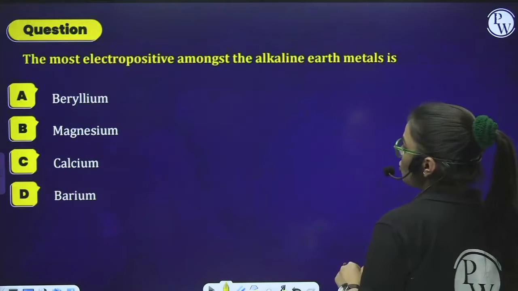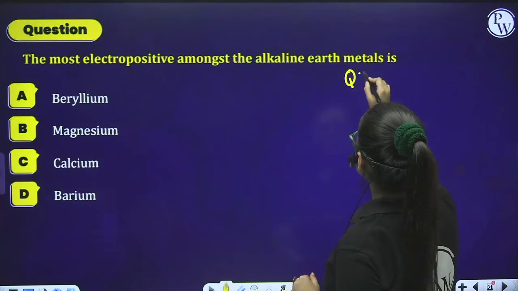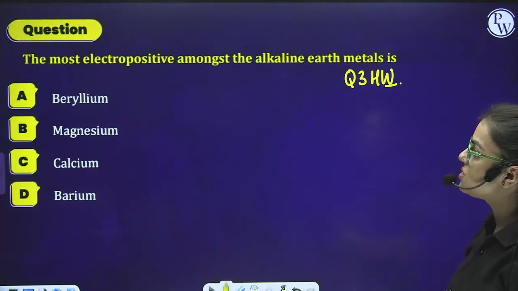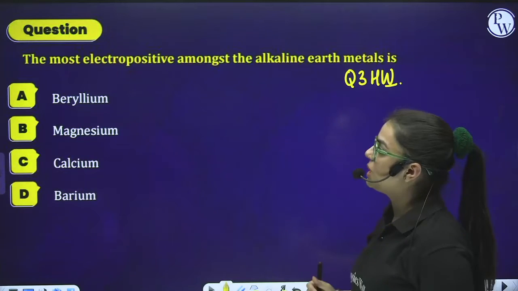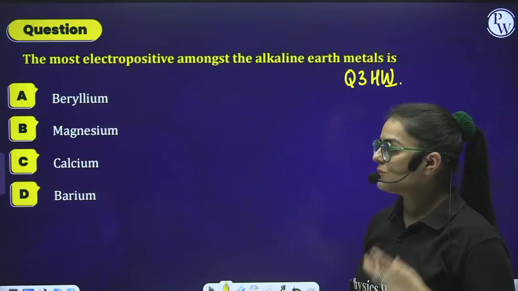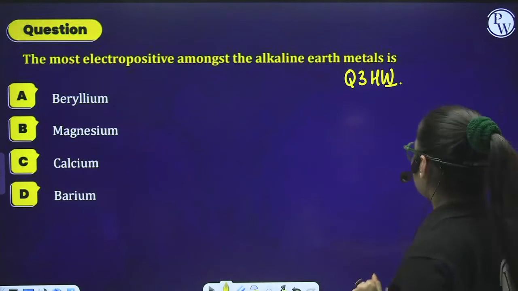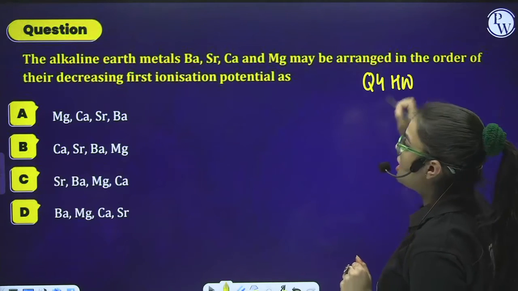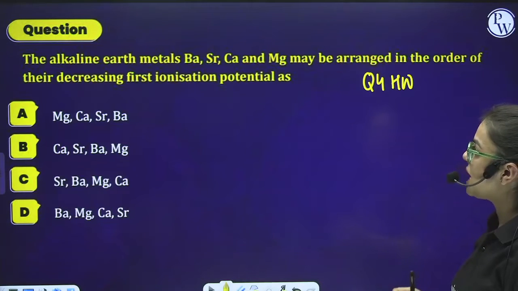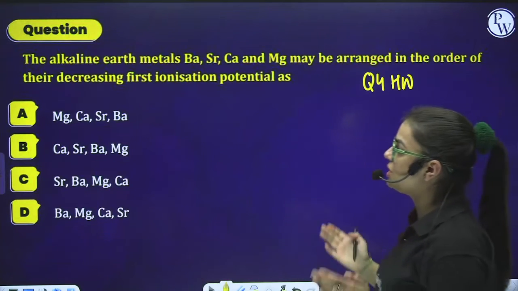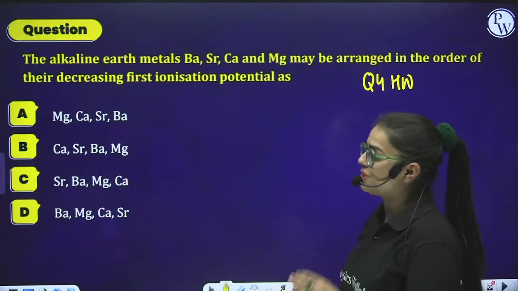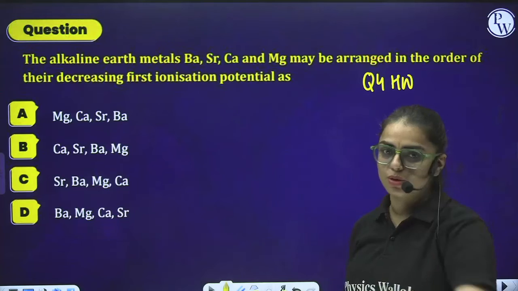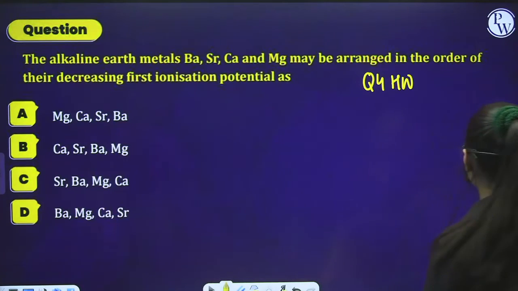Yes, now come 2 more homework questions for you people. This is the 3rd homework question for today's class. The question is, the most electropositive amongst the alkaline earth metals is what? Beryllium, magnesium, calcium or barium. Clear? The next homework question, the 4th homework question, is: alkaline earth metals barium, strontium, calcium, magnesium may be arranged in the order of their decreasing first ionization potential as what? First ionization potential is to remove 1 electron from the outermost shell. So let's see whether you know the answer or not.